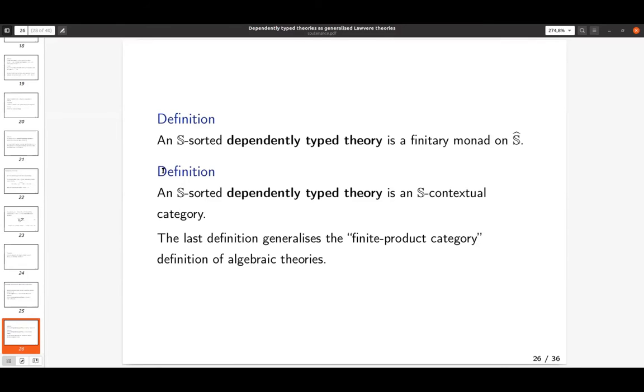And the third is that, and this is something that I haven't mentioned for want of time, the third is that an S-sorted dependently typed theory is an S contextual category. So an S contextual category is a contextual category with some extra structure on it, which basically comes from the idea that all of its objects are defined by declarations in S and substitutions given by the term declarations. And this last definition is the one which correctly generalizes the finite product category definition of usual multi-sorted algebraic theories.